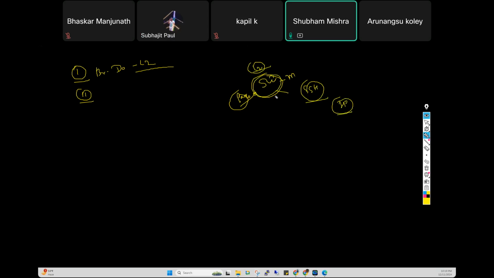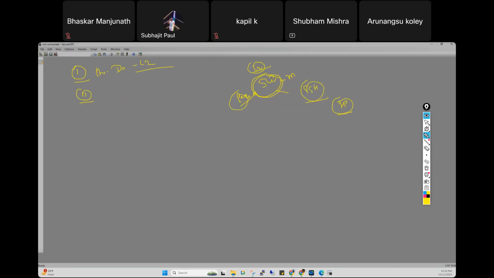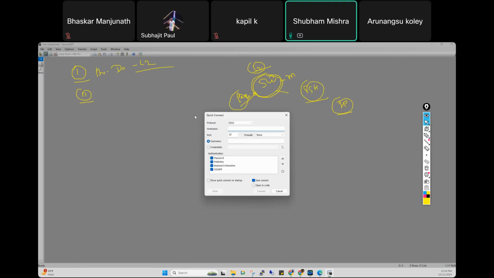Right now, generally we take SSH with the IP address, yes or no? Yes, sir. Right? So, what do you call this? Secure connect. Secure CRT. For example, see, I hope my screen is visible, right? This is Secure CRT. Clear? Quick connect. I clicked on Quick connect here.